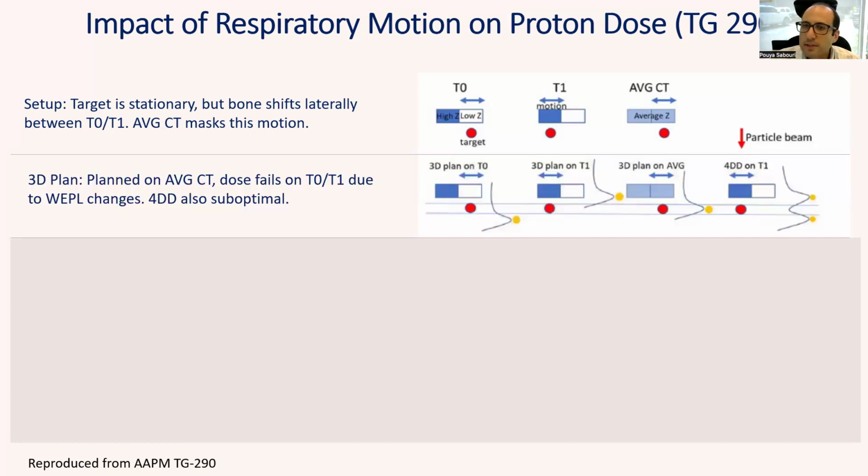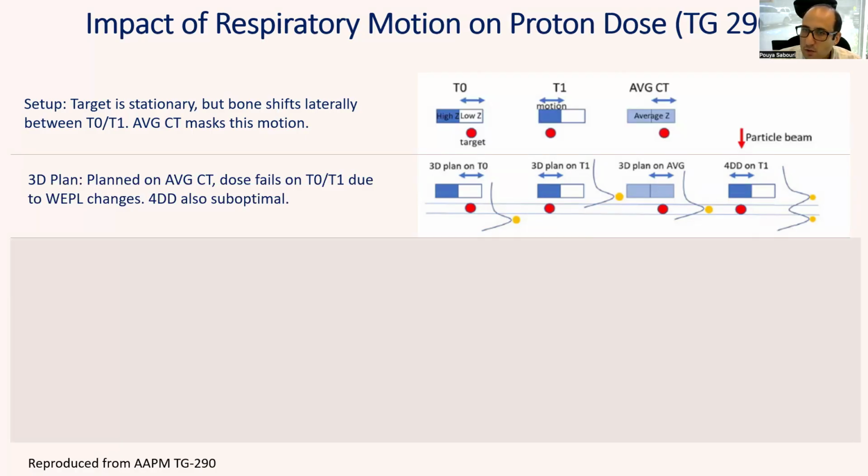So continuing from the previous slide, here we see the failure of the 3D proton plan when respiratory-induced water equivalent path length changes are ignored. So here a single spot plan is created on the average CT because the average CT is masking the density variation caused by the lateral motion of the bone between the phases, say T0 and T1. The plan appears to be acceptable on the planning image.